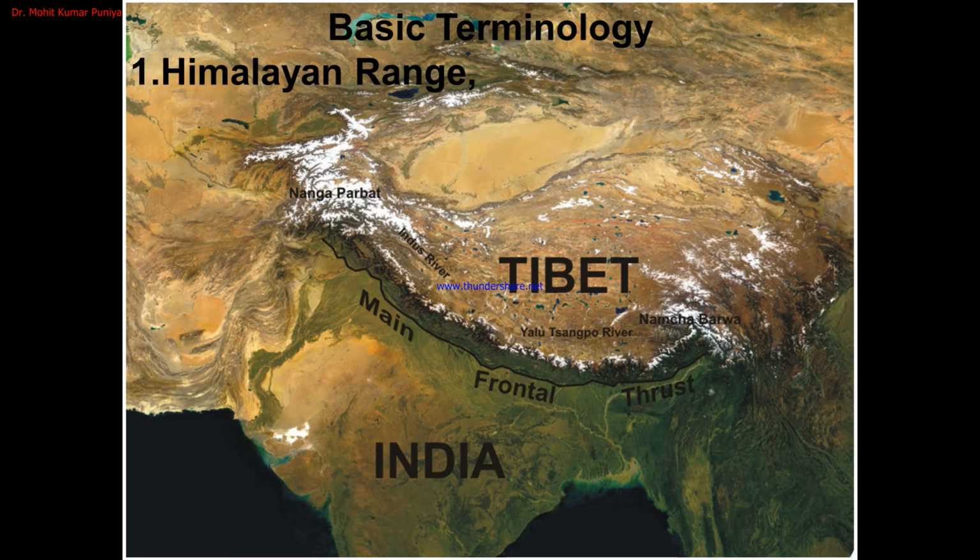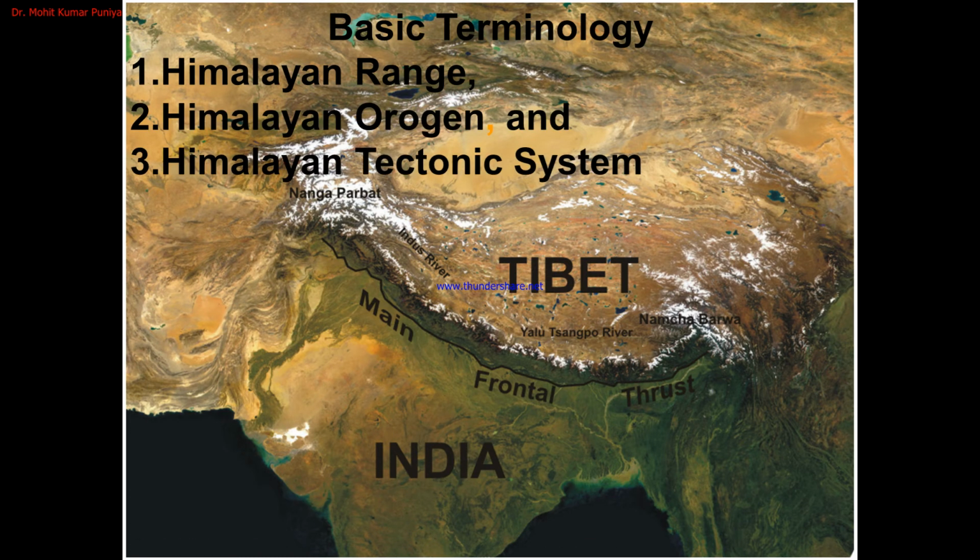So in this lecture we will divide the whole lecture into three parts: Himalayan range, Himalayan orogen and Himalayan tectonic setting. Himalayan range is basically the extension of the Himalayan range from northwest, from Pakistan to Burma, and it includes all the region from Pakistan to Burma along the strike up to the Tibetan Plateau.